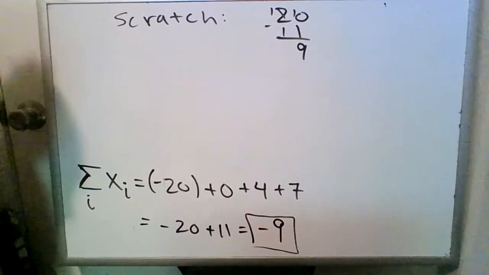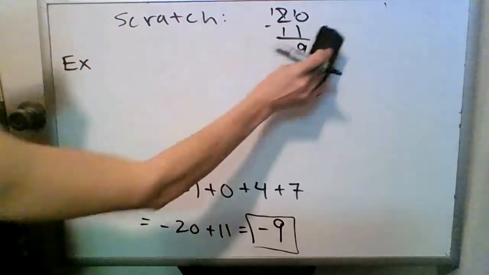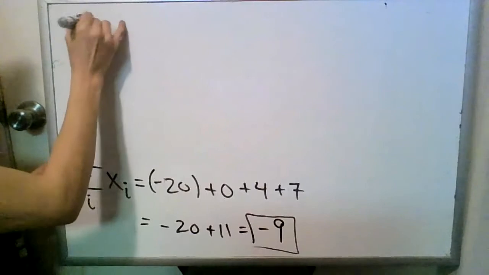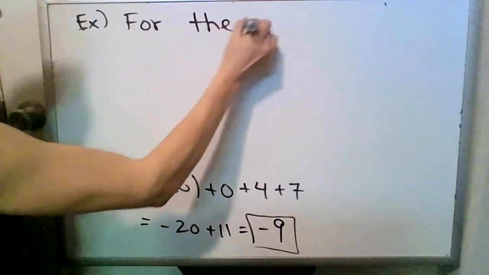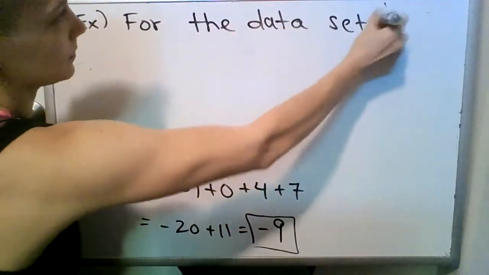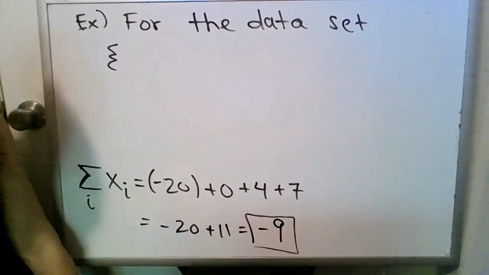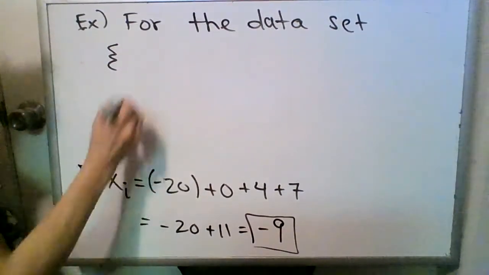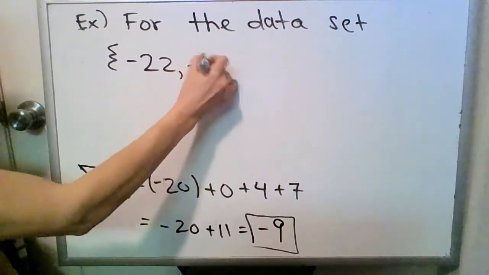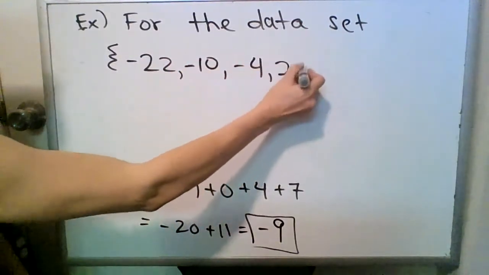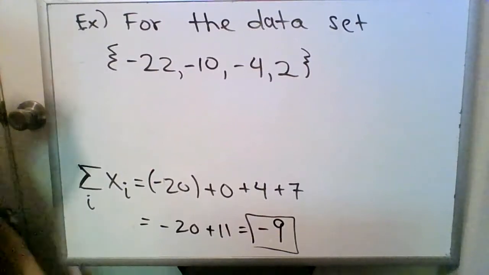One more for summation notation. For the data set that contains negative 22, negative 10, negative 4, and 2, and then close the set. Find the sum of all i for x of i.